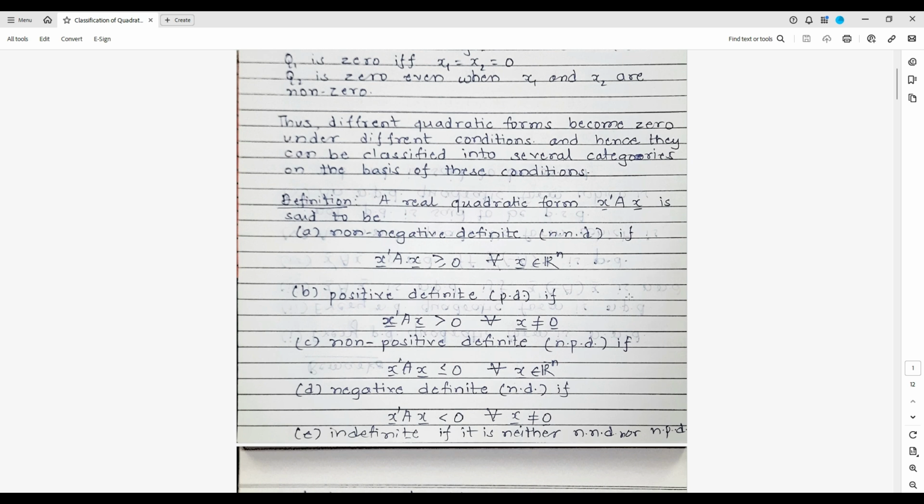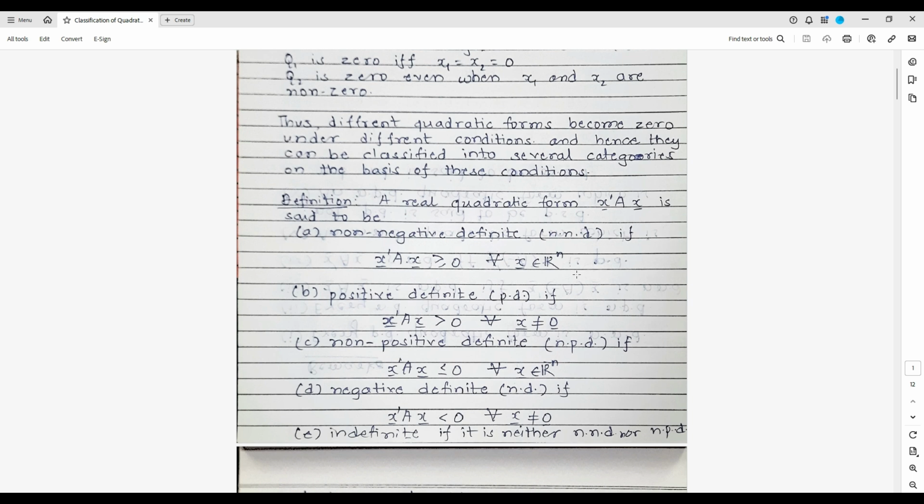Now in case of non-negative definite, the quadratic form is always greater than or equal to 0 for every x in n-dimensional Euclidean space. You may ask why we are not including the condition x not equal to 0 here. Because here x prime x is allowed to be equal to 0 or it can be greater than 0, and so the condition x not equal to 0 need not be mentioned here.